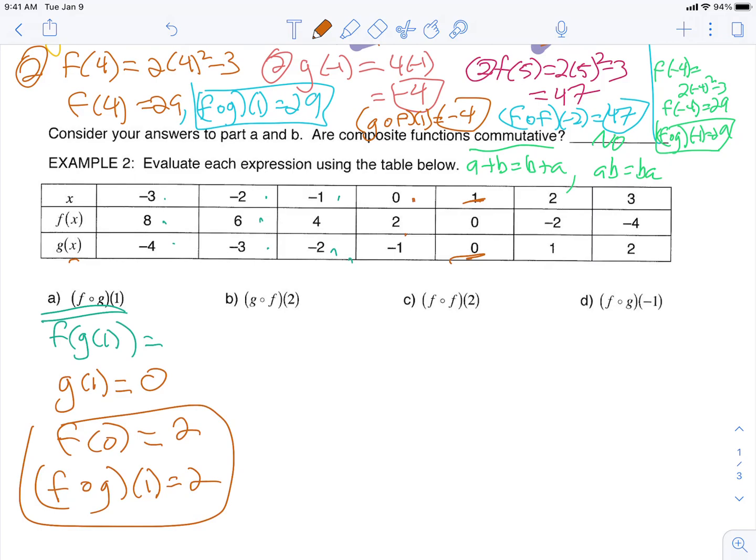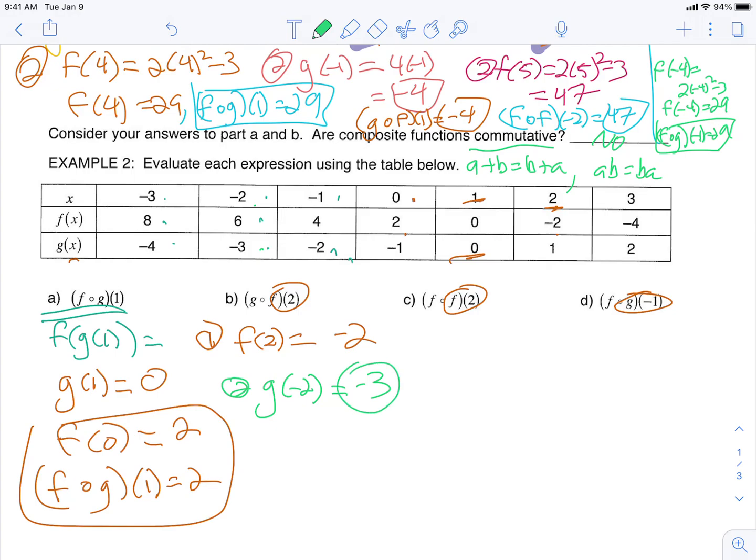Okay, try it again. First, we always find that inside first. So f of 2, okay, well, here's the number 2, here's f of 2. f of 2 is equal to negative 2. And then g of negative 2, well, here's negative 2, that's negative 3. So put it all together, g of f of 2 is equal to negative 3.